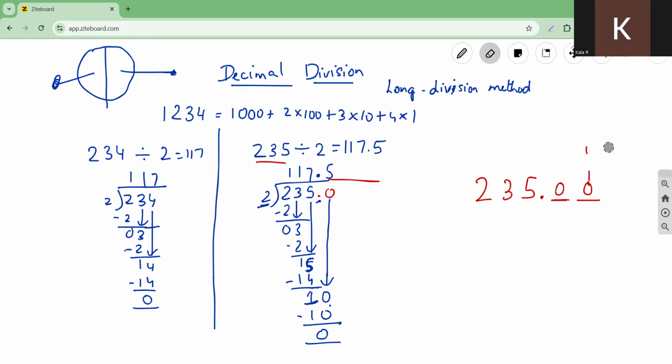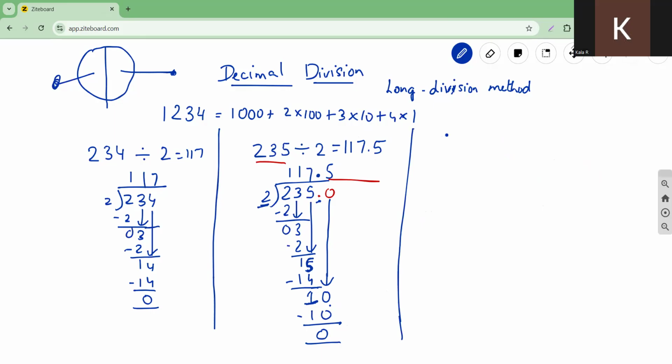Now, this is when the dividend was a whole number and the divisor is also a whole number. What if I have a decimal number in the dividend, that is 23.5 divided by 2? If I have something like this, what do I do? What is the meaning of this? The meaning is again 23.5, I'm going to take it inside and 2 is on the outside.